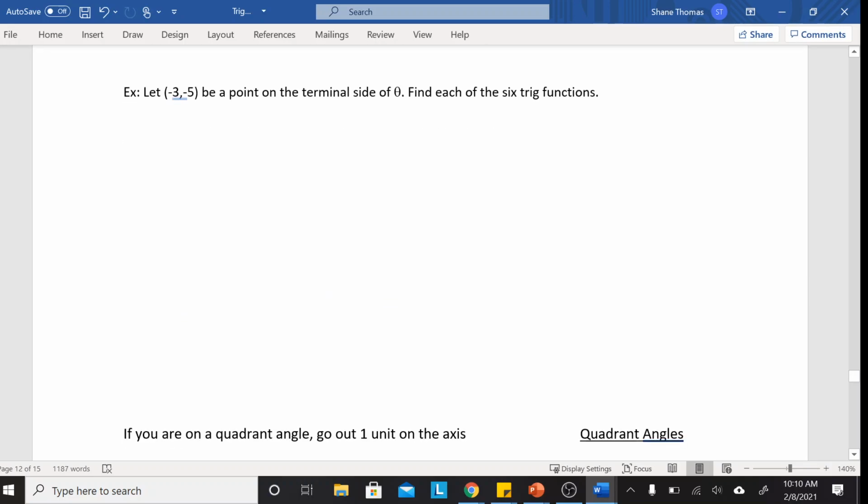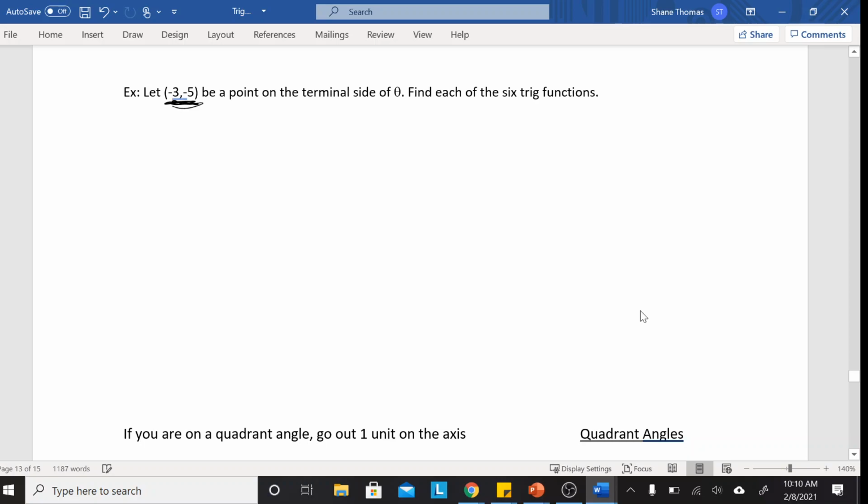Right here. So let (-3, 5) be a point on the terminal side of theta. Find each of the 6 trig functions. Now, we can do this one of 2 ways. One, we can do it just by those relationships we just talked about, which we'll do first, and then we'll also do it with a triangle using our SOHCAHTOA.